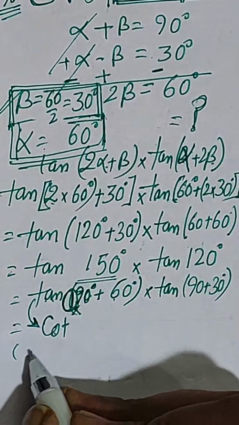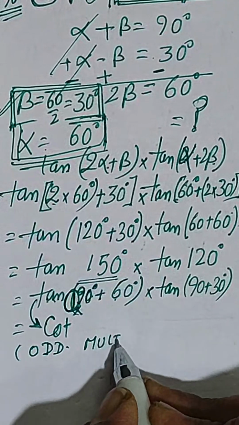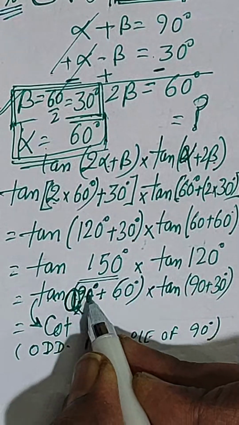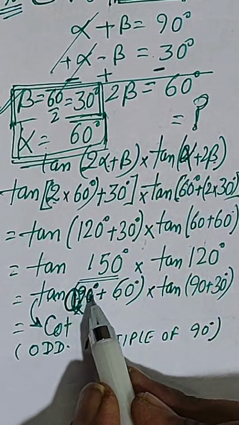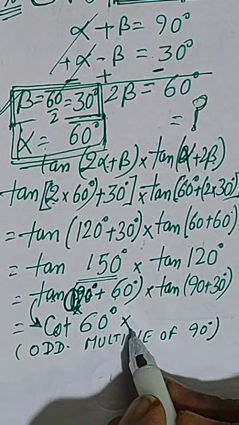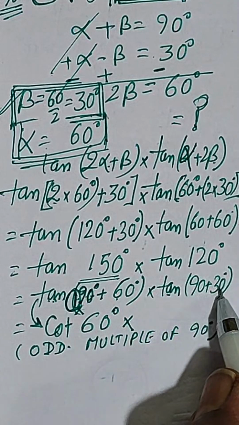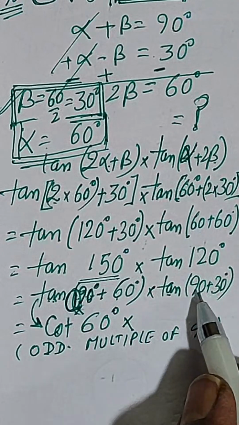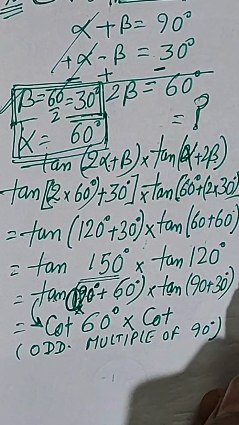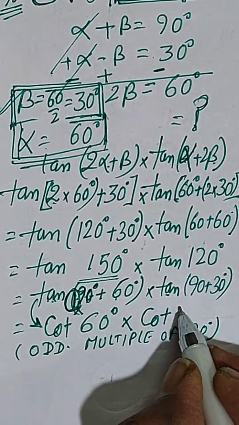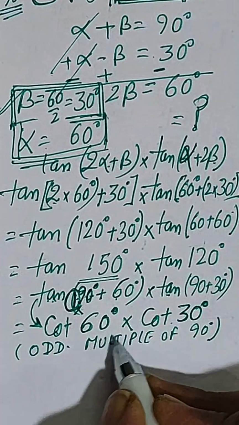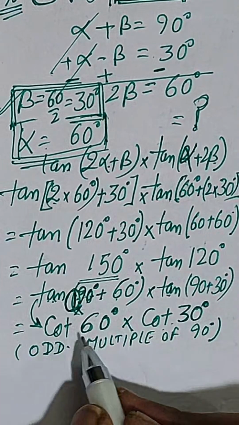Why? Because it is an odd multiple of 90 degree, which is here 90 degree is coming 1 time and 1 is odd, that's why this tan converted into cot. So this will be equal to cot of 60 degree, the first one, multiplied with, similarly over here this tan will also be converted into cot, and the value will be cot of 30 degree, right? So cot 60 and cot 30, if you know the value of this, your question is solved. What is the value of cot 60?